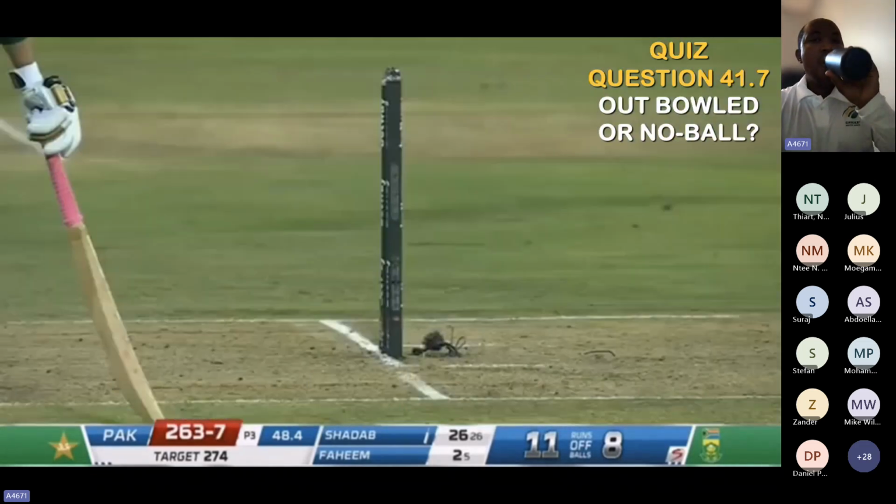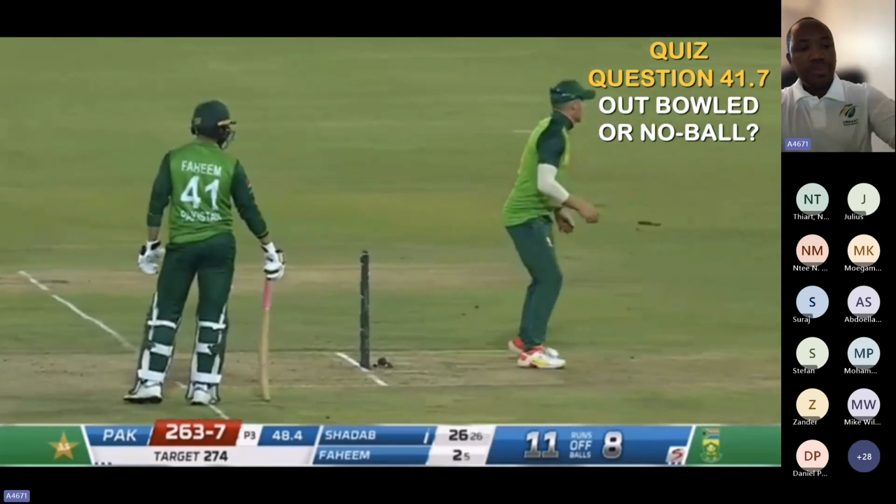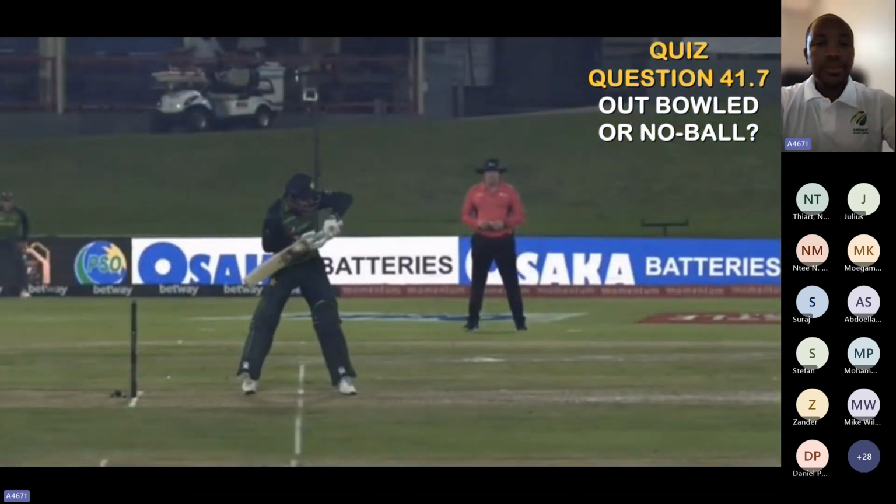Oh, bowled him. I wonder if it's a no ball. Well, we're going upstairs for this. We're going upstairs. This is over the waistline, yeah, and I think he's got a strong case. Right, so make your decision.